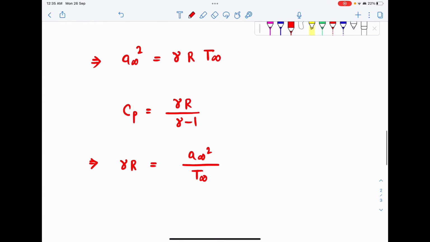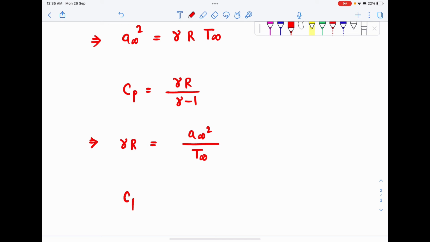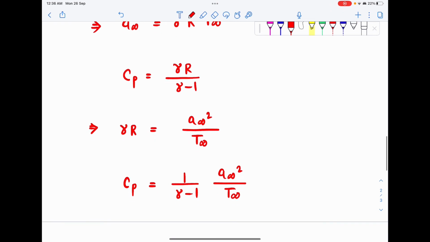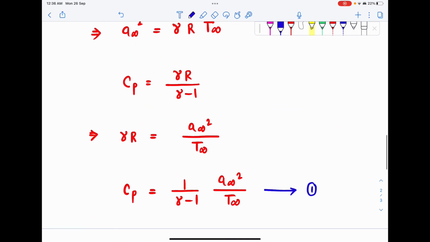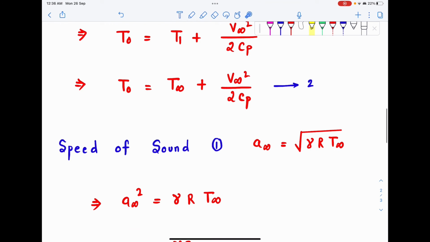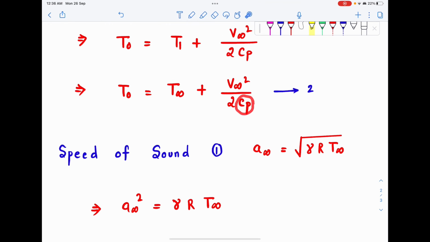Now substitute that, so from here we get that Cp will be equal to 1 by gamma minus 1 times A infinity square divided by T infinity. Okay, so this is a relation that you can remember. Let this be equation 2. Now what we will do is substitute Cp from the first equation into this second equation.